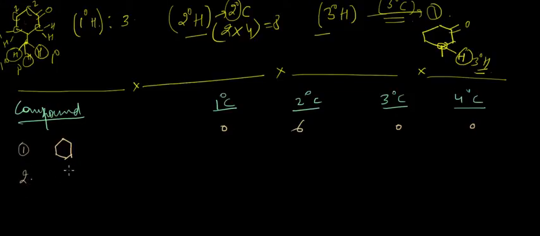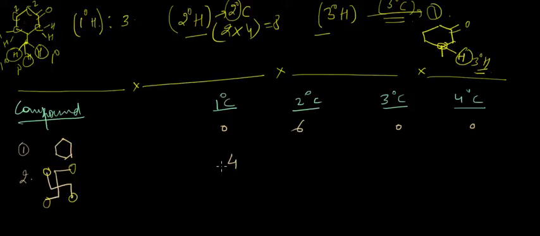We have a structure like this. How many 1 degree carbon atoms are there? The end carbon atoms all have degree 1: 1, 2, 3 and 4. Okay, so the answer would be 4.